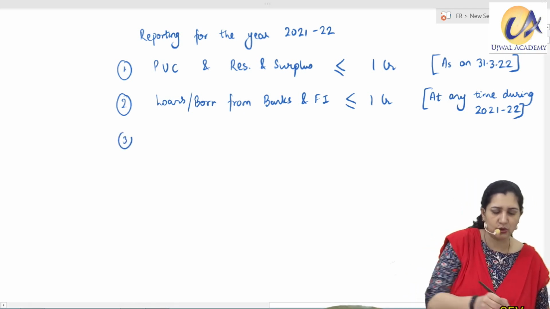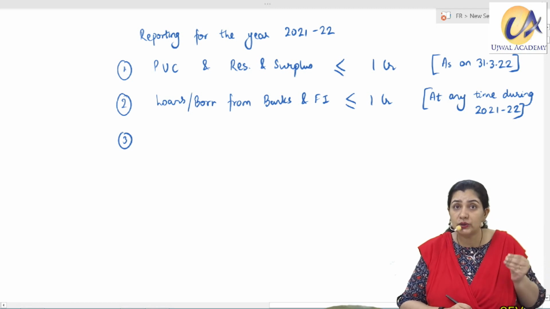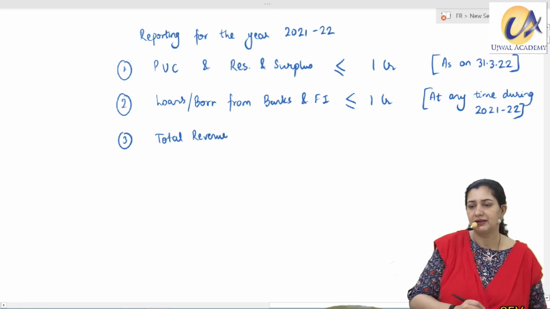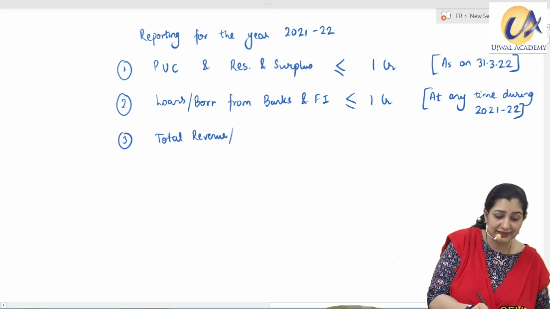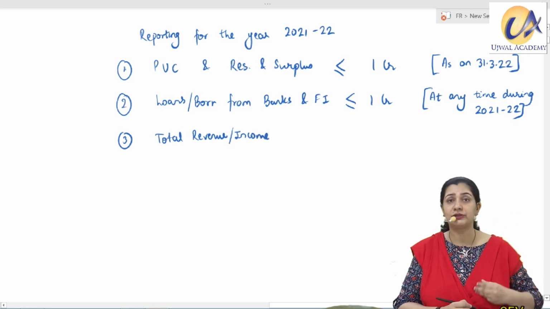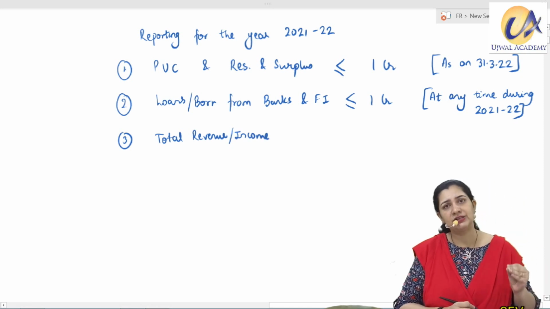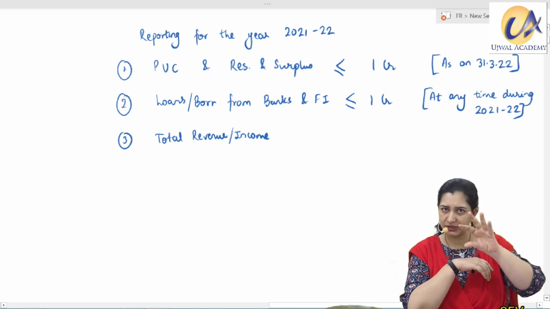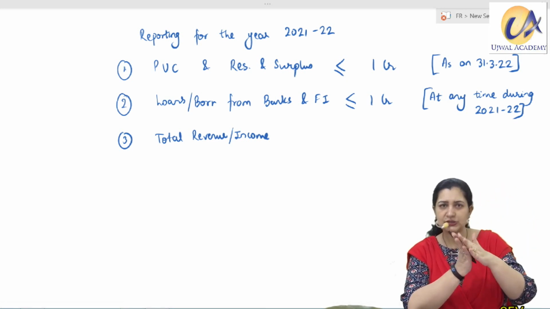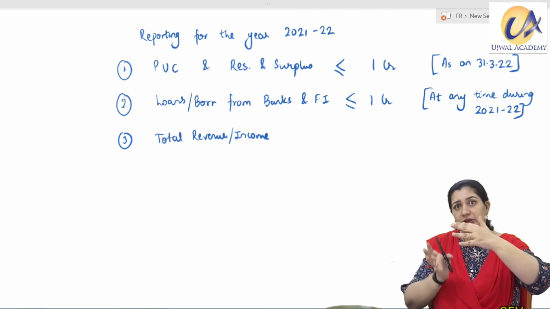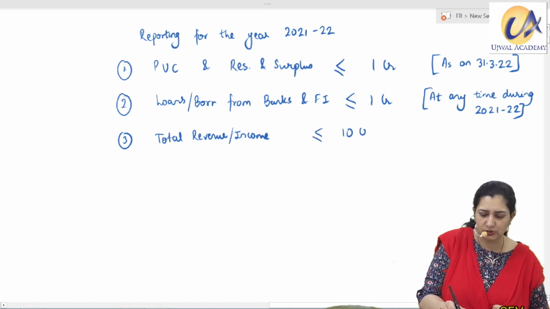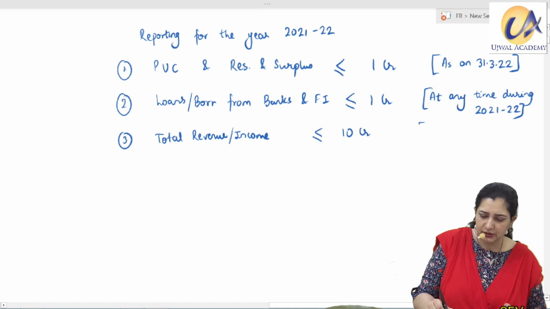And the third condition deals with my total revenue. Okay, total revenue. Now as per Schedule 3, we don't call this total revenue. Now we call this total income. This is a requirement of Schedule 3. Schedule 3 has changed now. When I talk about the P&L format, I have got revenue from operations and I have got other income. This total was called total revenue earlier. Now this total today is called total income. So total income should be less than or equal to 10 crores. Again, this is during the financial year 21-22.